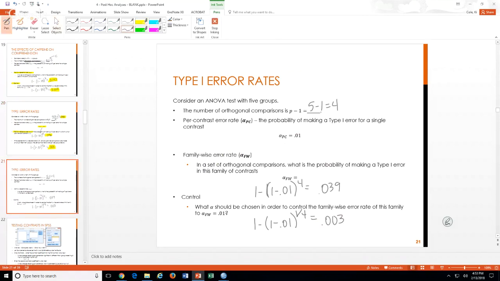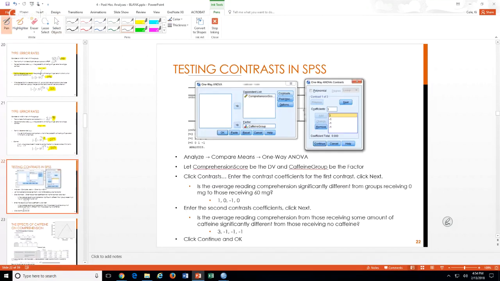And then in the last one, if we had 5 groups, there would be a set of 4 orthogonal contrasts. Again, looking at it with a 0.01 alpha, if we did all 4 of those at this alpha PC, we would have an overall error rate of 3.9%. But to maintain that global alpha, we should do each one at 0.003. Okay. Questions on that? We're good? Let me show you then how to test these in SPSS.